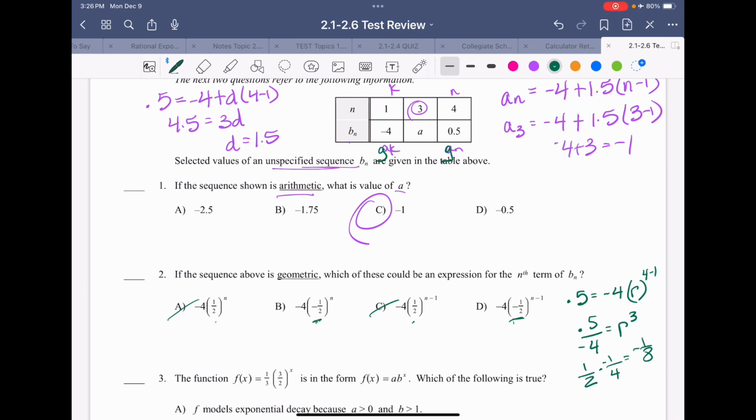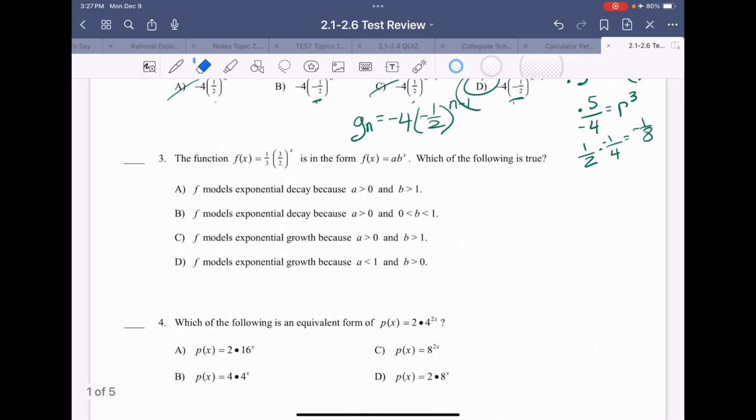Then when we put it back in there, and we have a -4 out front, this would be g sub n equals g sub k, which is -4, times (-1/2) to the n minus k power. Your answer is D. All right, moving on to number 3.